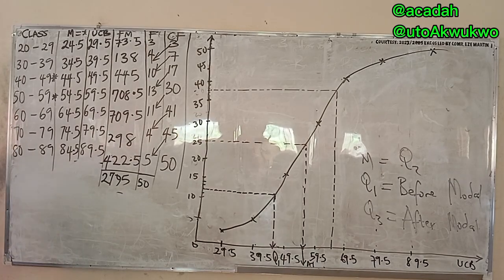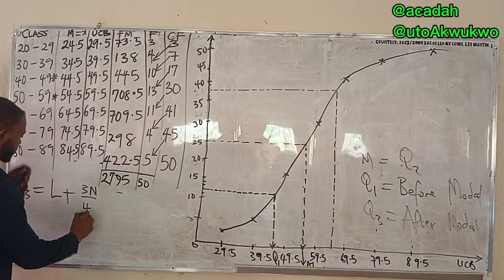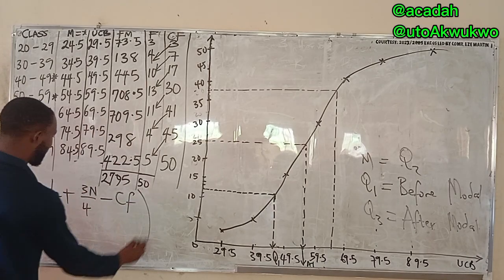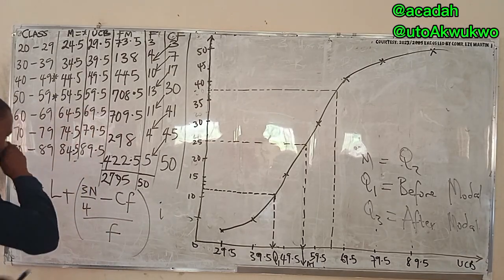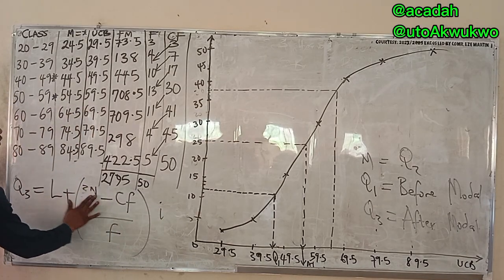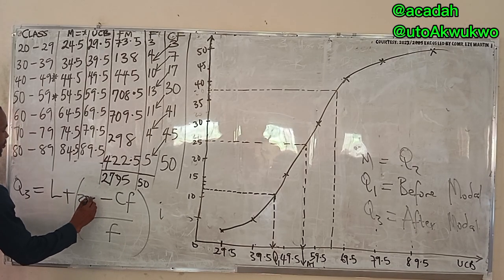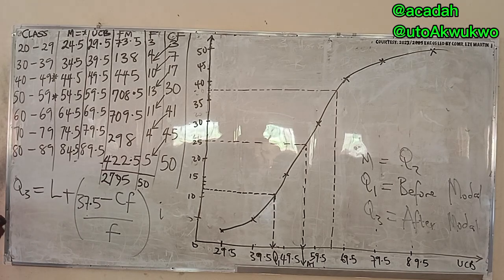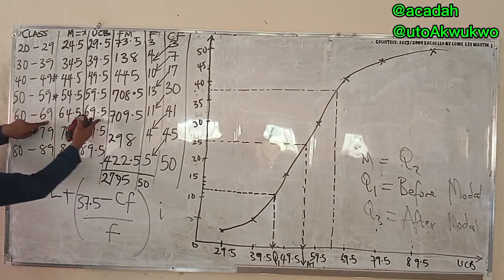come now using that formula for Q3. I say Q3 is equal to L plus 3n over 4 minus the cumulative frequency before that class, all over the frequency of that class, times the class interval. Now 3n over 4, we got it to be 37.5. So I put 37.5. Now, the class after the modal class is this one. So you see it. Because if you check, this is 9.5, the upper class value is in this class.